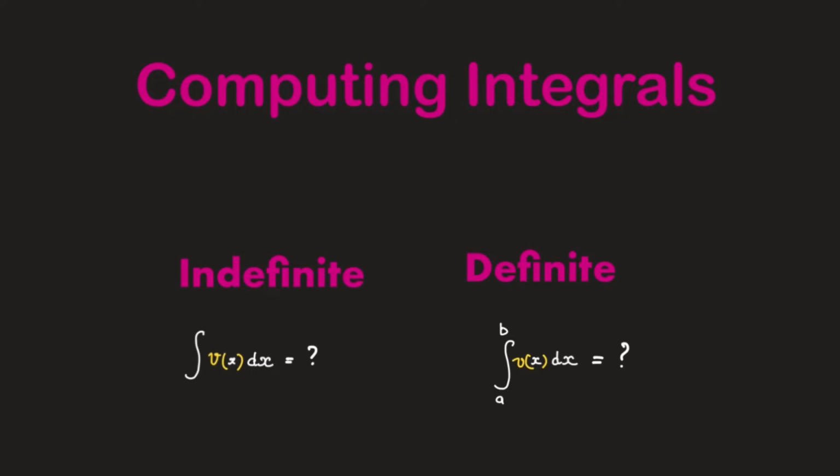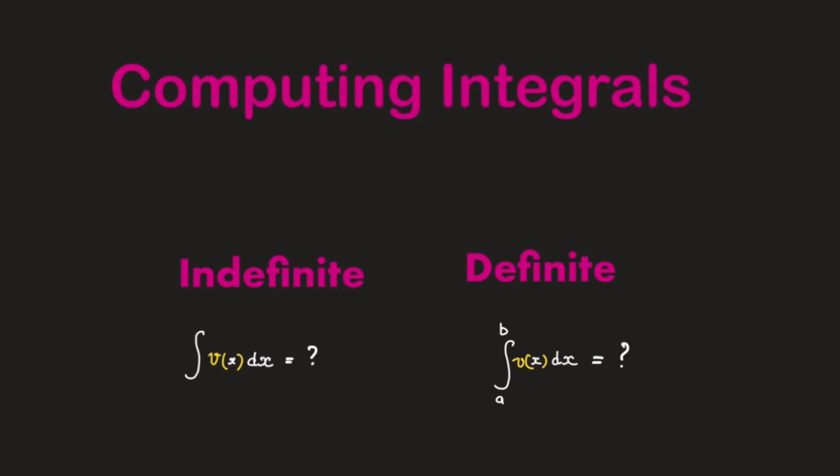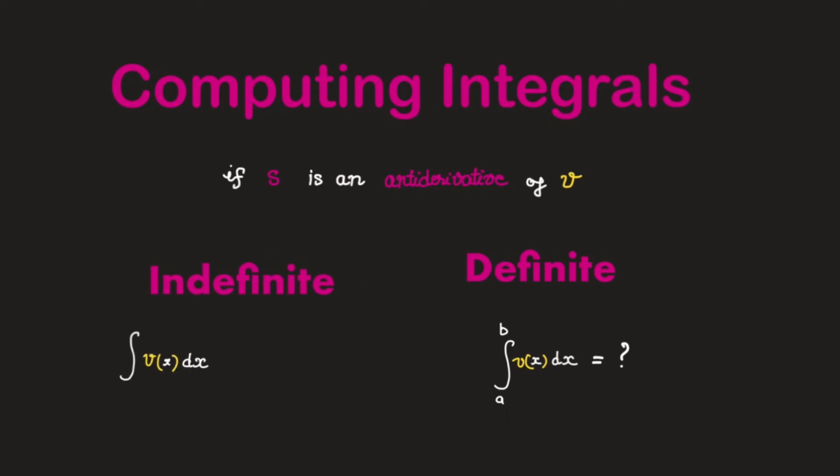Now, for a given function v, the indefinite integral of v and the definite integral of v are different types of objects. Their computations are actually quite similar. Both really boil down to finding an antiderivative of v. This is because if s is an antiderivative of v, then the indefinite integral of v is just s plus c, and the definite integral of v from a to b is just going to be equal to s(b) minus s(a) by the second fundamental theorem of calculus.